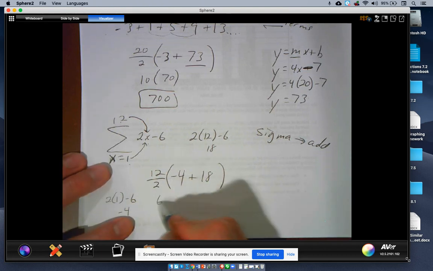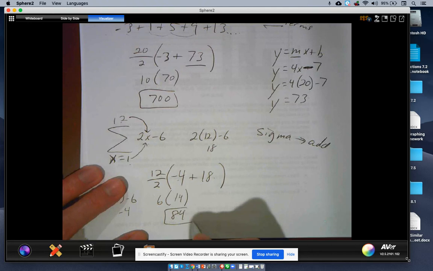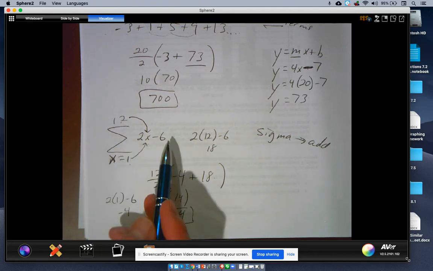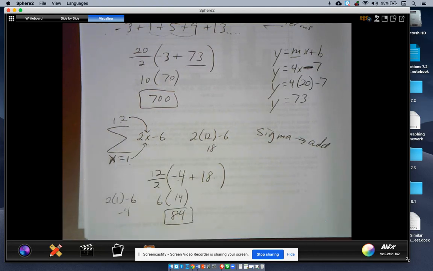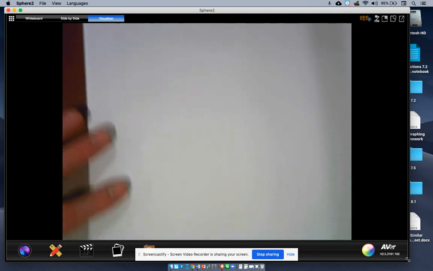12 over 2 is 6. -4 plus 18 is 14. So 6 times 14, I believe, is 84. So if I add up the 12 terms of that sequence, I get 84. Using one formula today, that's it. Let's do 2 more problems, and we'll call it a day.